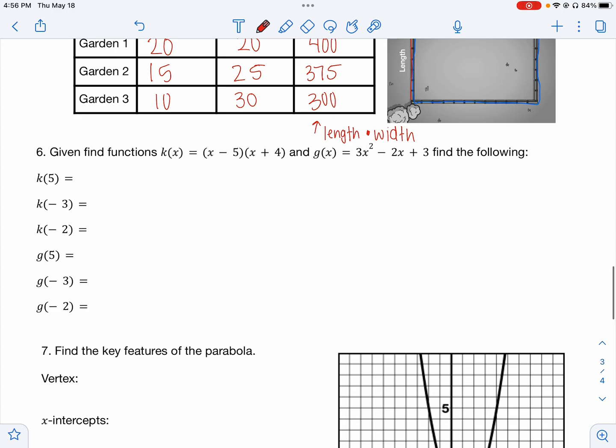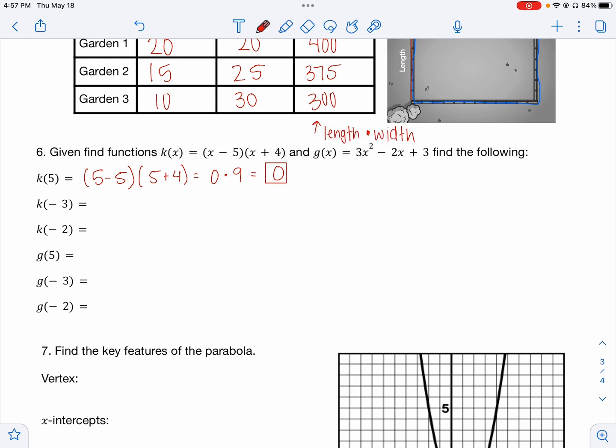Okay, given the functions k of x and g of x, find the following. Notice how these have different names, so we have to pay attention to which function it is talking about. K of x, if we're going to find 5, every time I see an x in this equation, I'm going to replace it with a 5 instead. So I'm going to have 5 minus 5, and then 5 plus 4. This will be equal to 0 times 9, which is 0.